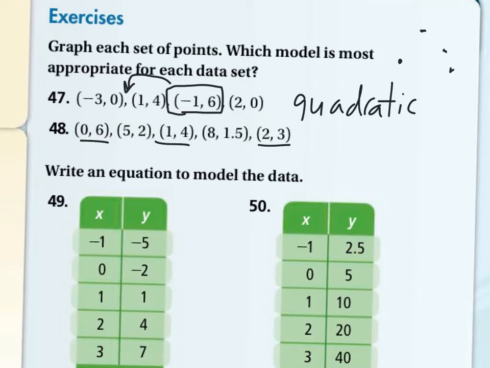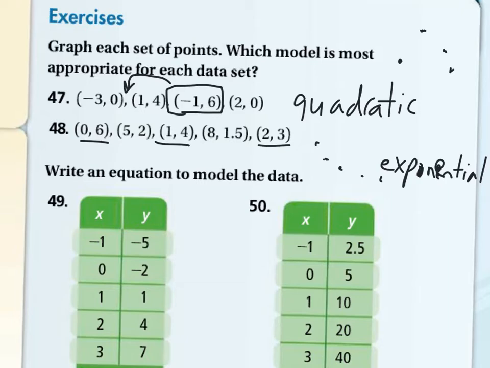But otherwise, if you just graph the points, they're kind of going like this somewhat, and so that's going to be exponential. Exponential decay, we call that one, versus exponential growth, where something increases. This one's going down, so it's called exponential decay.